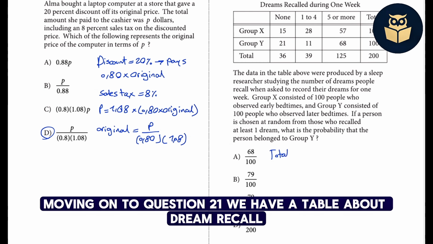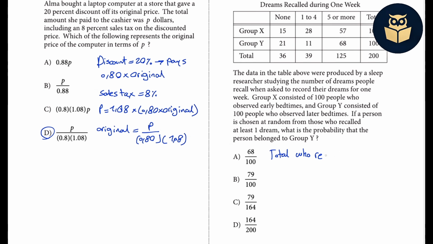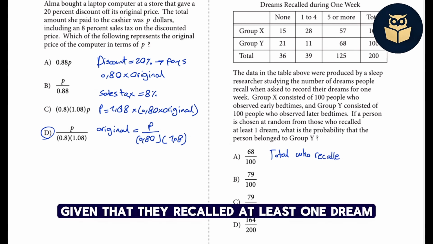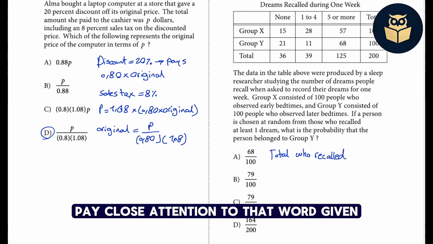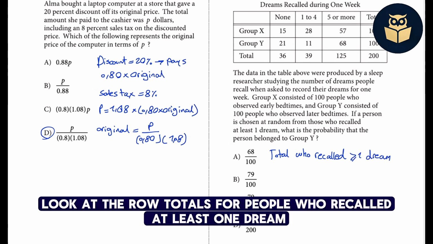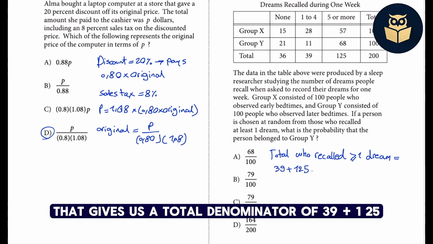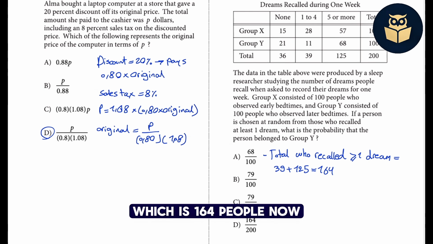Moving on to question 21, we have a table about dream recall, and we need to find the probability that a person chosen at random is from group Y, given that they recalled at least one dream. Pay close attention to that word "given." It narrows down our total population. First, look at the row totals for people who recalled at least one dream: 39 people recalled 1 to 4 dreams, and 125 recalled 5 or more. That gives us a total denominator of 39 plus 125, which is 164 people.